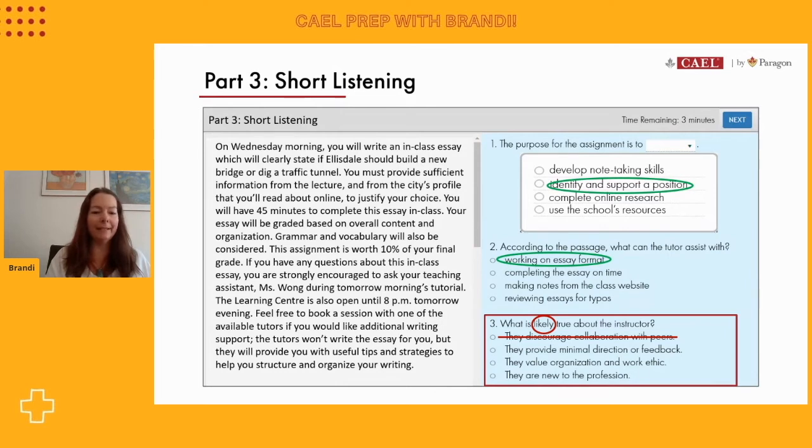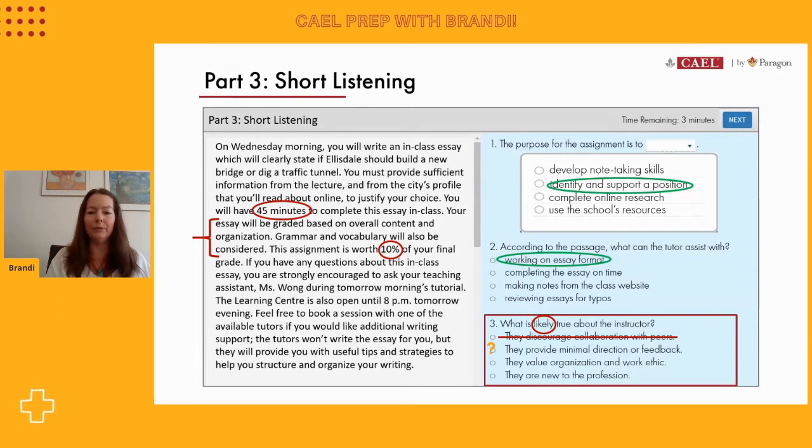So moving on to the second one, where it says they provide minimal direction or feedback. That doesn't seem to make a lot of sense to me either, because the teacher gives very specific parameters about what this assignment is all about. He tells them how long they're going to have to write the essay in class. In this case, it's 45 minutes. He tells them before they go in for that essay how exactly it's going to be graded. He gives them the percentage of the grade that it's going to be assessed on.